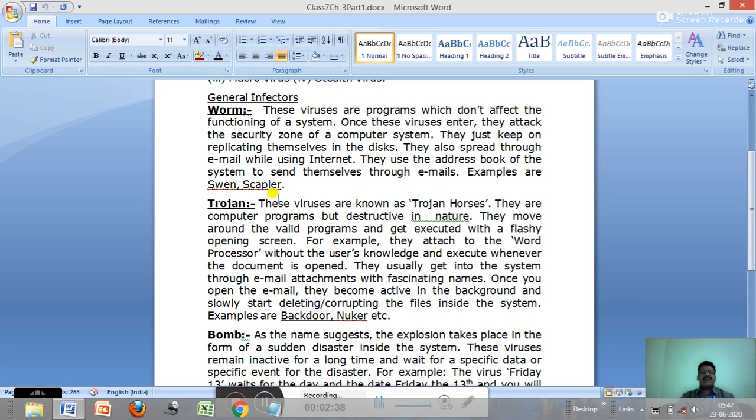Examples of this type of virus are Swan and Scalper. These are two types of computer worm virus. Which virus? Worm virus. So what is worm virus? Worm viruses are programs which don't affect the functioning of a system. Once these viruses enter, they attack the security zone part of a computer and they keep on replicating, meaning increasing in number in the disk, and spread through email when you open the email in our computer using the internet. They use the address book of the system to send themselves to others. Examples: Swan and Scalper virus.